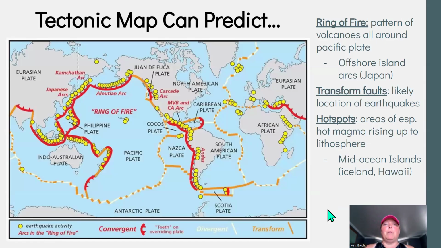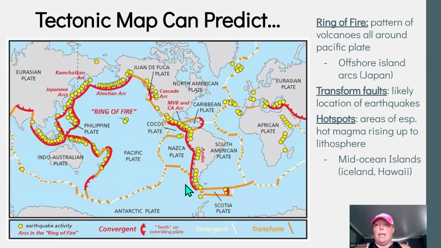When you look at the tectonic plate map, you should be able to predict what's going to happen in certain places. The Ring of Fire is the pattern of volcanoes that you see all around the Pacific Plate. So this here is the Pacific Plate. The Ring of Fire, you've got volcanoes all across this Ring of Fire here. And then you also get offshore island arcs like Japan, what's around Japan. Transform faults are where we see locations of earthquakes. So that's these here. All right, these transform.